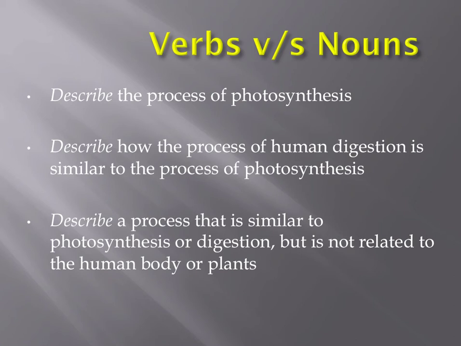Describe a process that is similar to photosynthesis or digestion, but is not related to the human body or plants. DOK 3 because, again, a skill is required, compare and contrast. However, this time, students are being asked to take concepts of photosynthesis or digestion and apply this to a new idea, not related to the human body or plants.